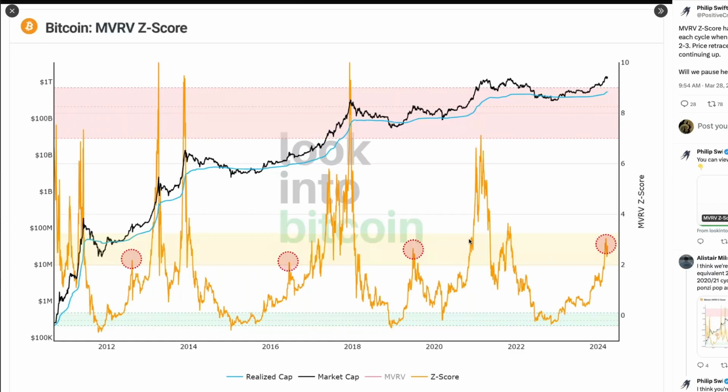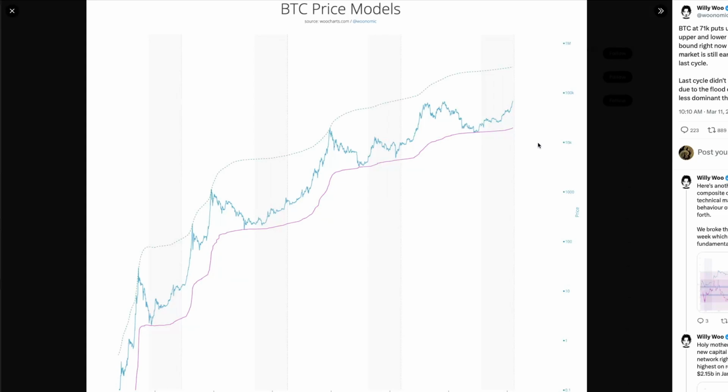Now the MVRV Z-score has a mid-cycle pause each cycle when the Z-score is between 2 and 3, where we are right now, price retraces before eventually continuing up. Will we pause here again this cycle, come down again and then go higher? Or does it continue straight up? We will see. Now Willy Woo's price model is a very bullish one. The upper bound right now is about 337k. So this bull market, he says, is still early, equivalent to a 20k of last cycle.